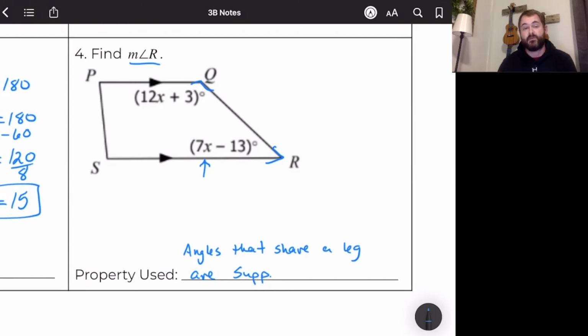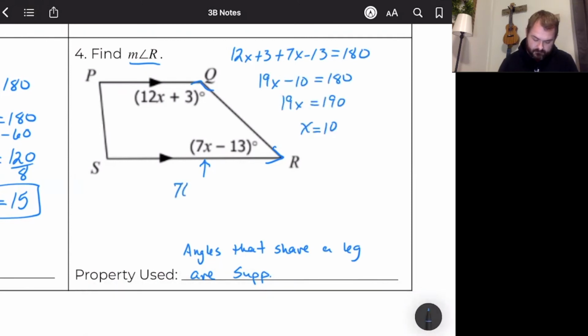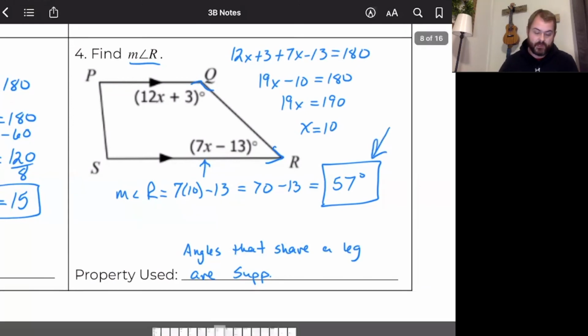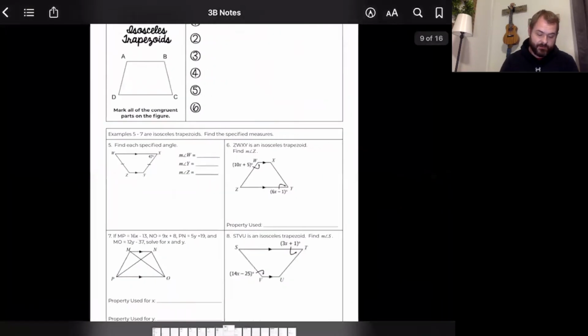All right, if you're done and ready to move on, this is the answer you should get. Your equation should give you that x is 10. And then when I plug back in, the measure of angle R ends up being 57 degrees. Okay, let's keep on going.